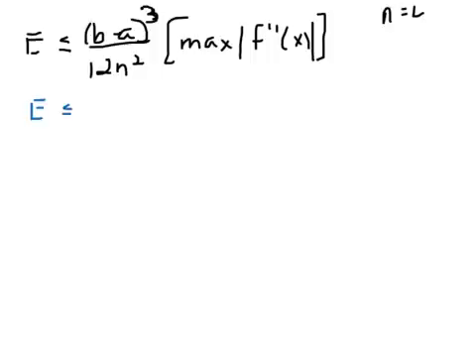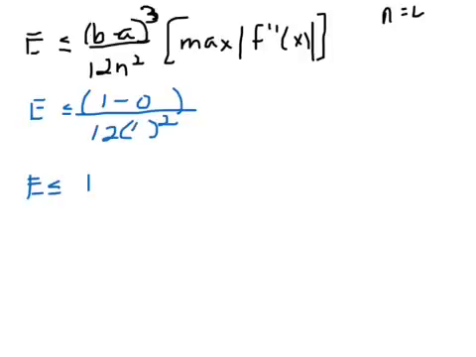My error is going to be less than or equal to, now I was going from 0 to 1 on my integral. That was 1 minus 0, which is 1. I'll just go ahead and write all the pieces in. And then 12 times n squared, they told me to calculate it with 4, so n is 4. So let's see, 4 squared is 16, and 12 times 16 is 192, right? Yeah, okay. So I have 1 over 192. Well, actually, that was 1 cubed, which ended up being 1, right?